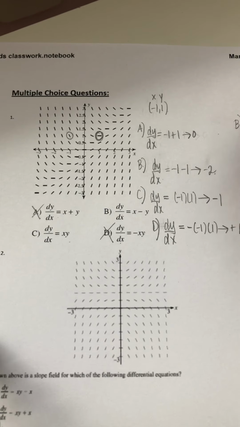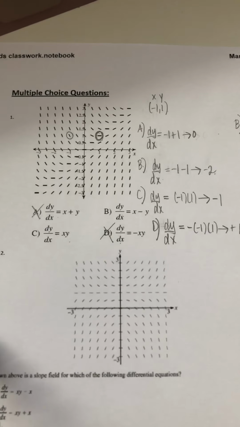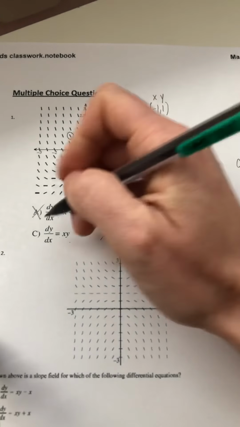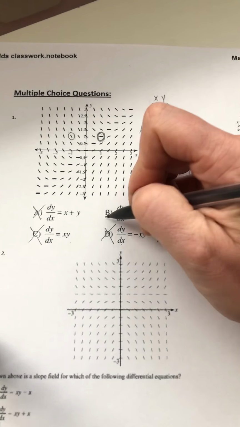So starting with choice B, the formula says for the slope, I do x minus y, 1 minus 1. Oh, that gives me 0, which I kind of like because it does appear that my slope is 0. So then, you would just want to double check. So let's just check choice C. dy dx equals xy. So I would do 1 times 1, which is 1, which is a positive slope. And that does not appear like it would have a +1 slope. So I can pretty safely eliminate choice C and choose choice B.